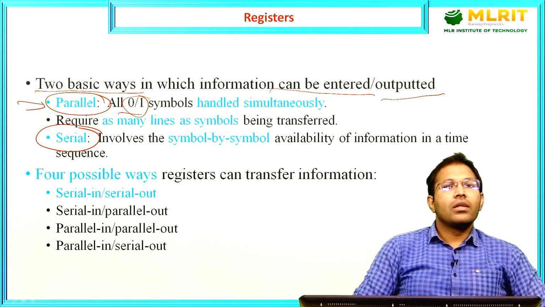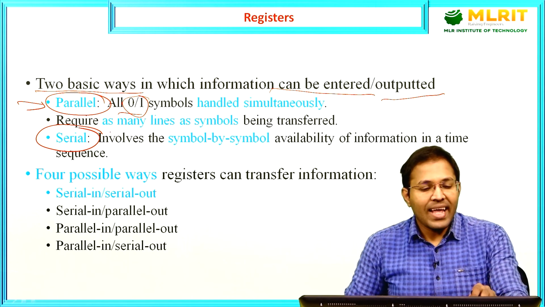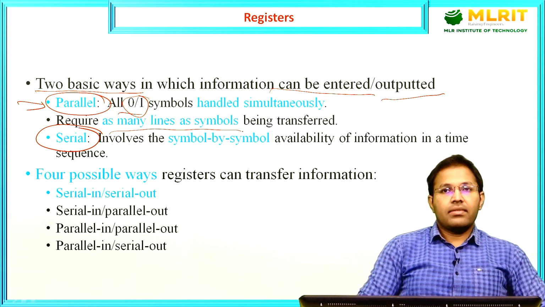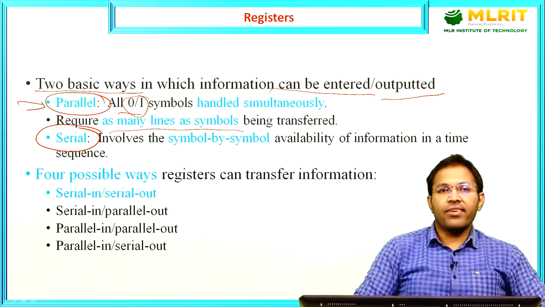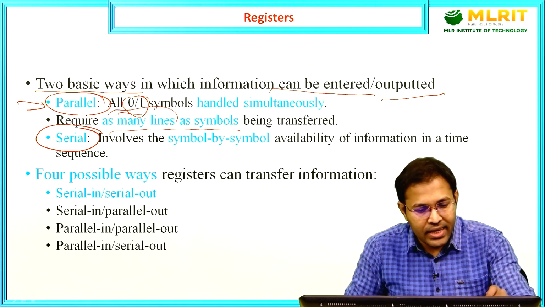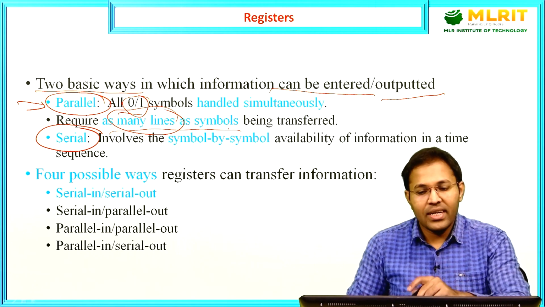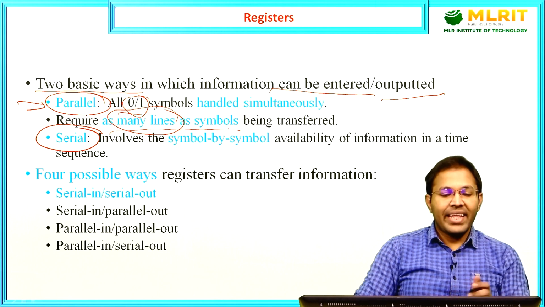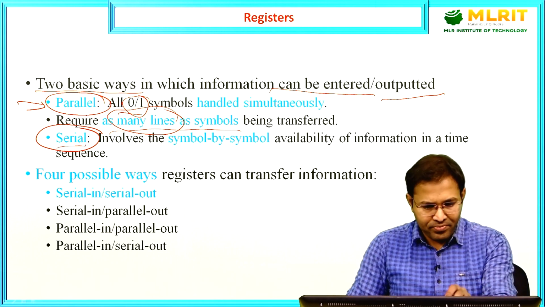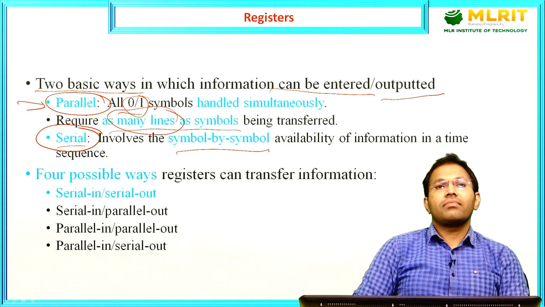So it requires as many lines as symbols. That means if you want to insert 4 bits of information through parallel lines, then what do we need? We need 4 lines, right? So as many symbols as you want to insert, those many lines are required. Okay, fine. Then what do you mean by serial? Symbol by symbol.